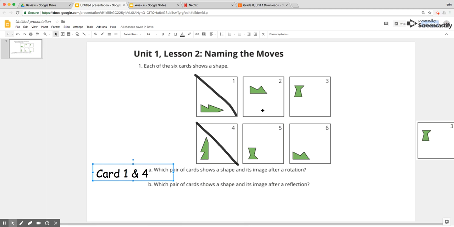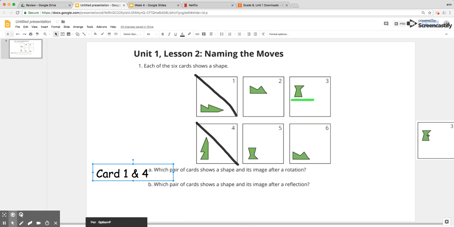So let's look at number 3. Number 3 is the same shape that's in card number 5. And yes, it does look like it's being reflected. We can see the line of reflection is probably here. So it's a horizontal line of reflection.